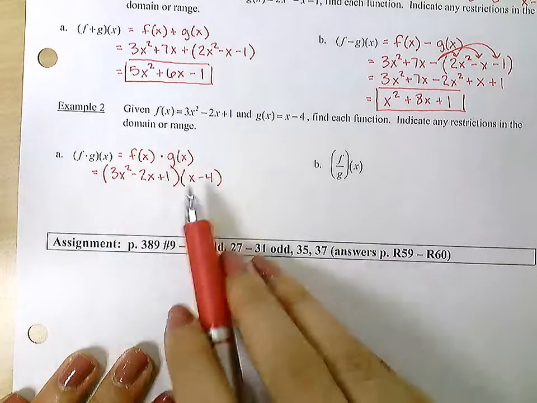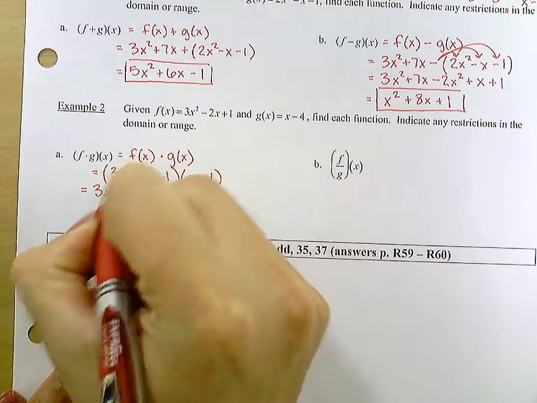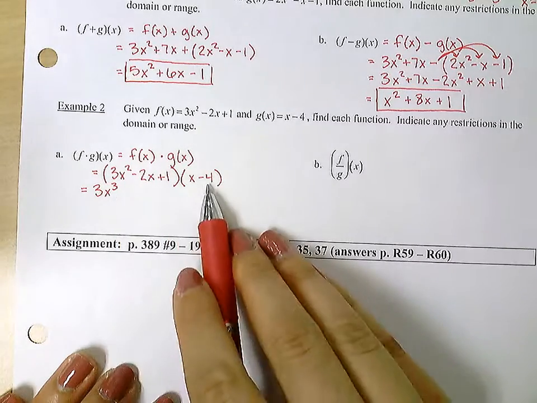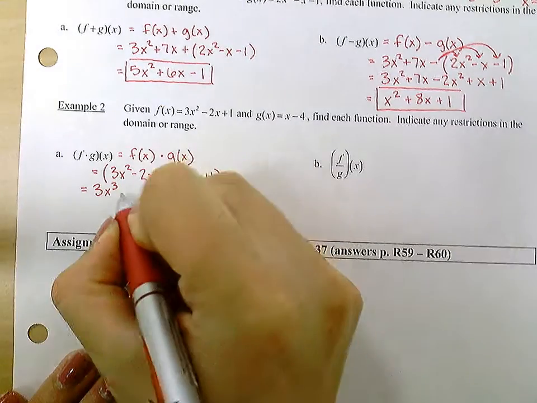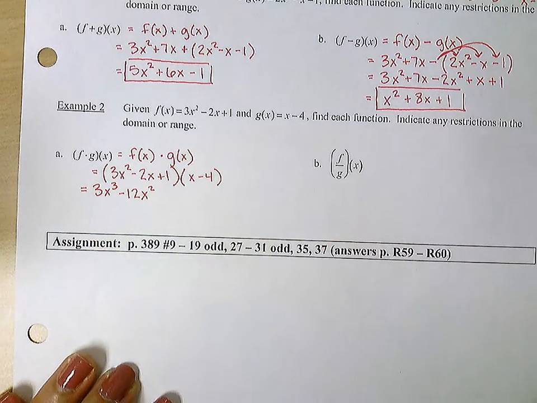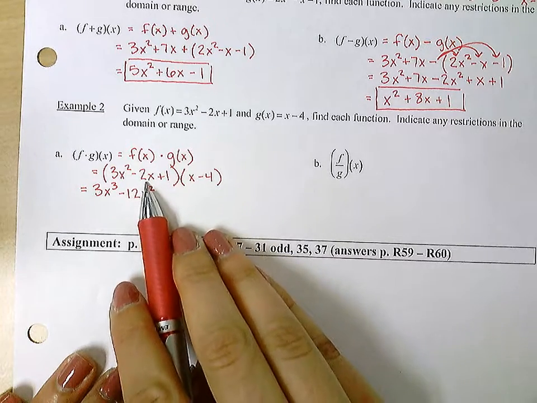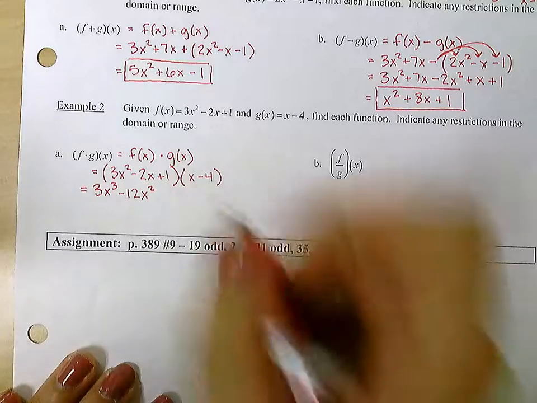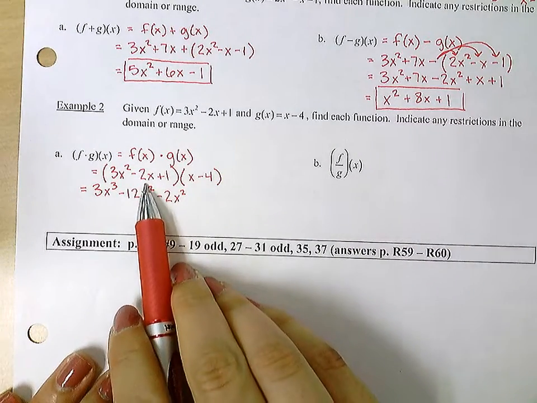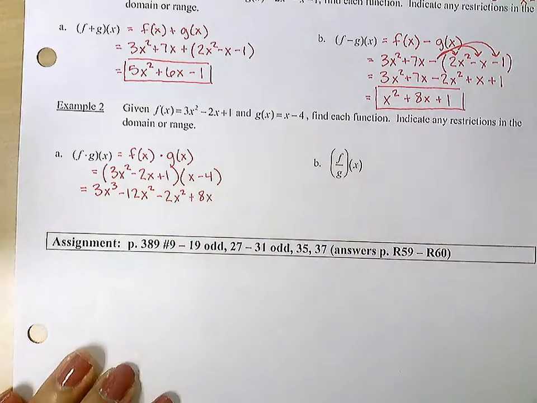So I have 3x squared times x. That's 3x cubed. I have 3x squared times negative 4. That's negative 12x squared. Next, I'm going to move to this negative 2x. Do the same thing. So negative 2x times x is negative 2x squared. Negative 2x times negative 4 is positive 8x.